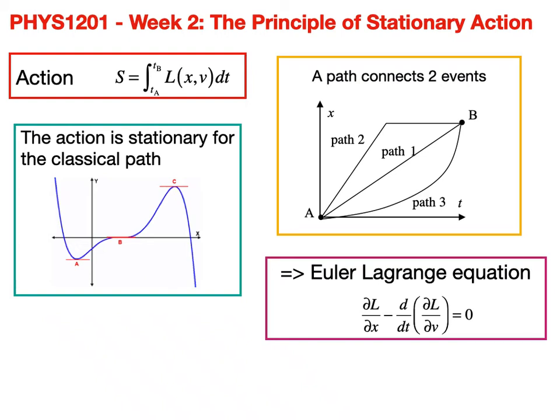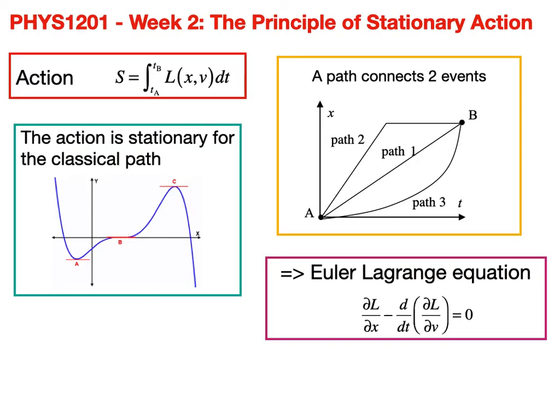This week we have introduced the principle of stationary action. So we have started with a few definitions. First, we defined what an event was. An event is defined by a given position in space-time. So it has a position in space and a given time, like A and B in the top right plot.